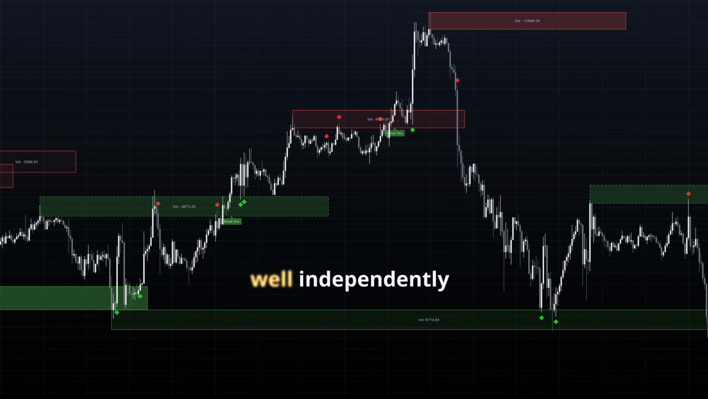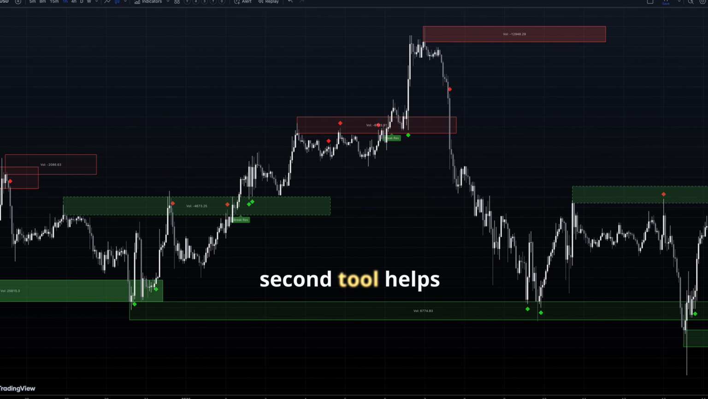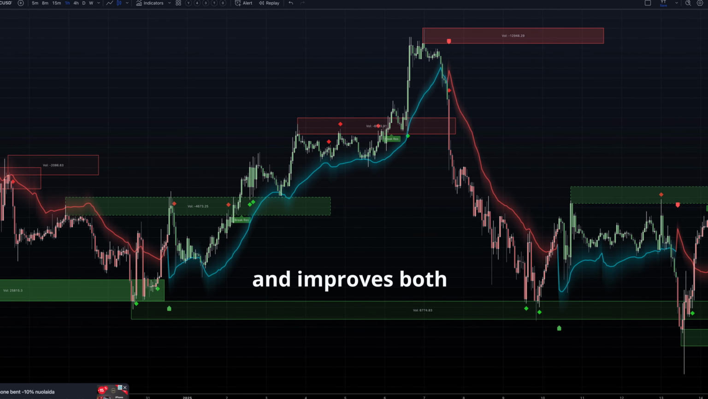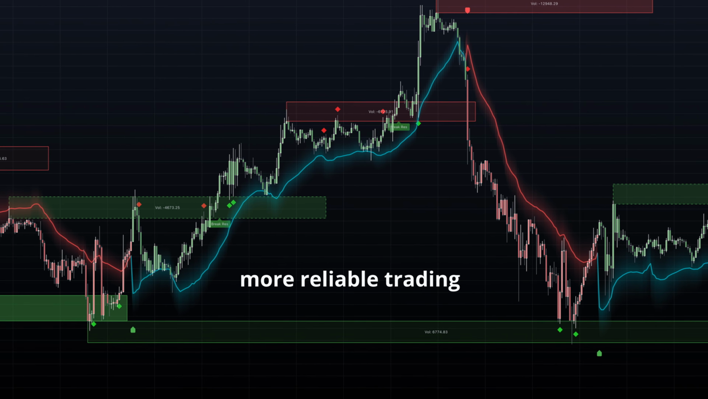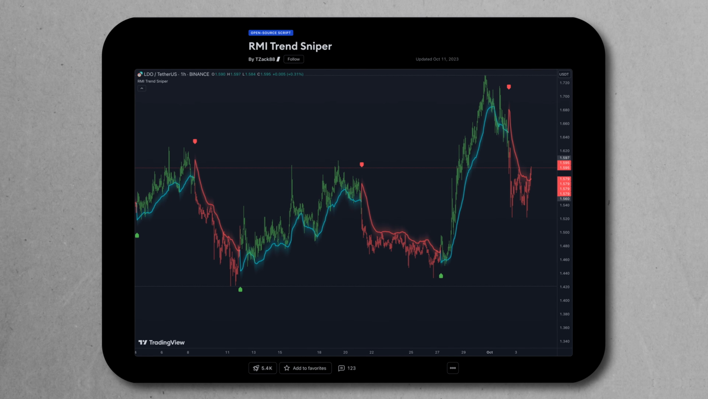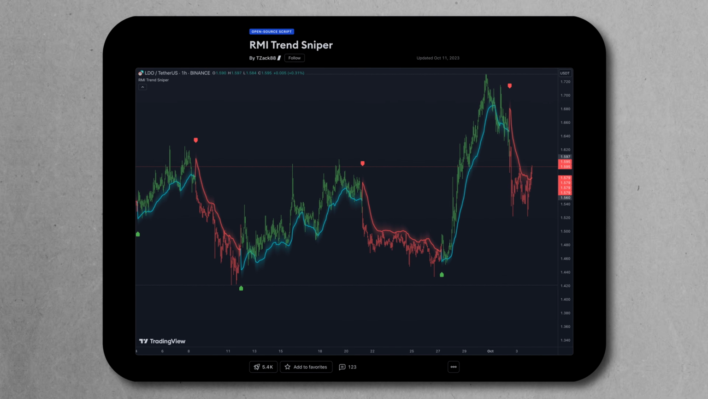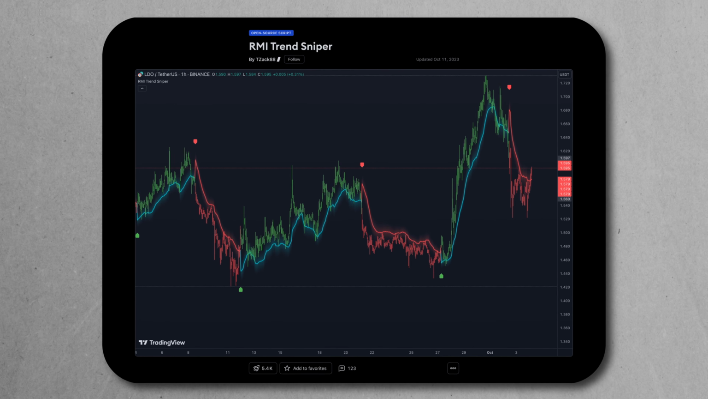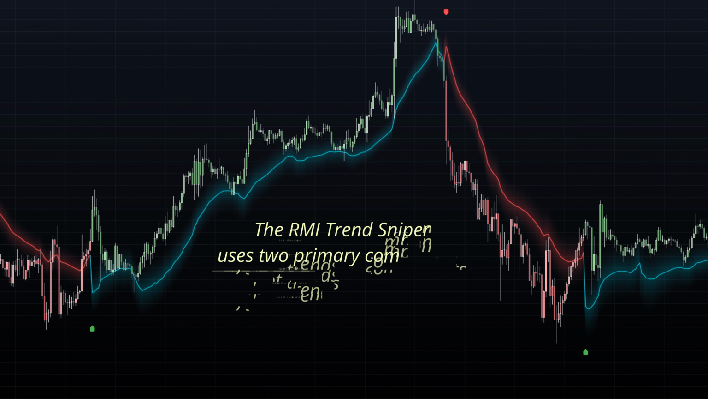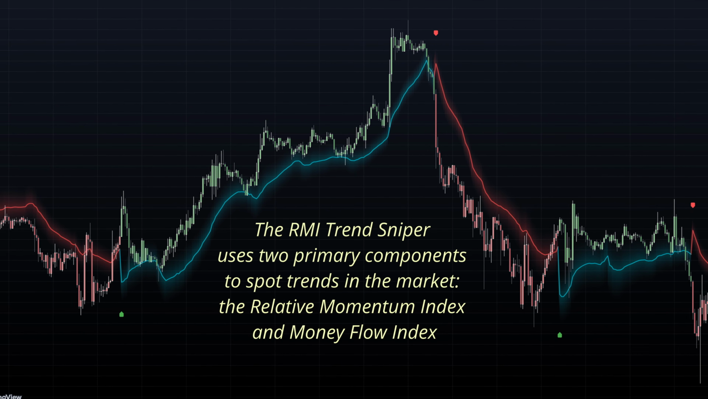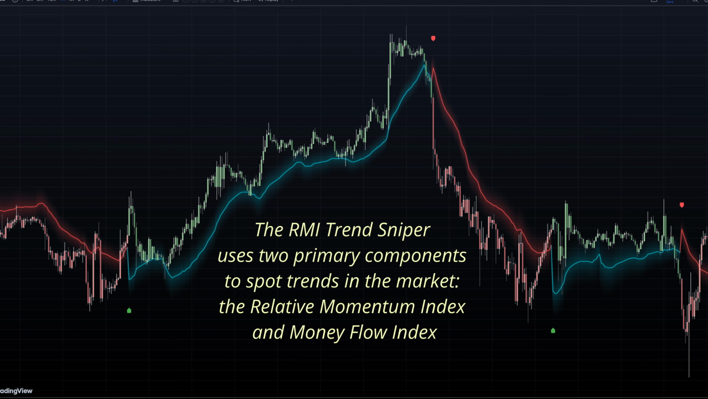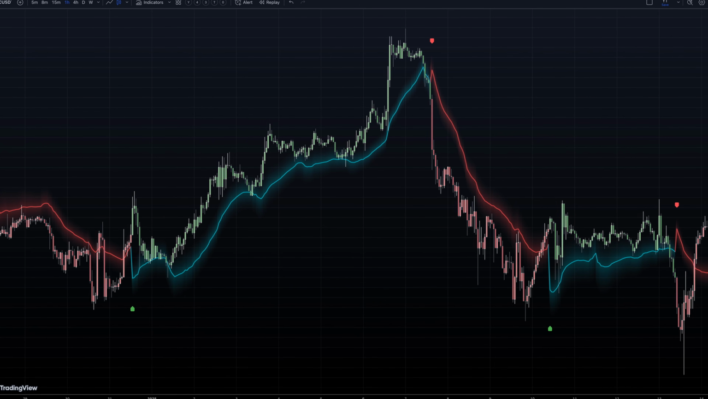This indicator works well independently, but adding our second tool helps reduce false signals and improves both entry timing and trade management. Combining these two indicators creates a more reliable trading approach. Our next script is called RMI Trend Sniper by TZAC88. The RMI Trend Sniper is a TradingView indicator that combines the Relative Momentum Index (RMI) and Money Flow Index (MFI) to identify trending market conditions.